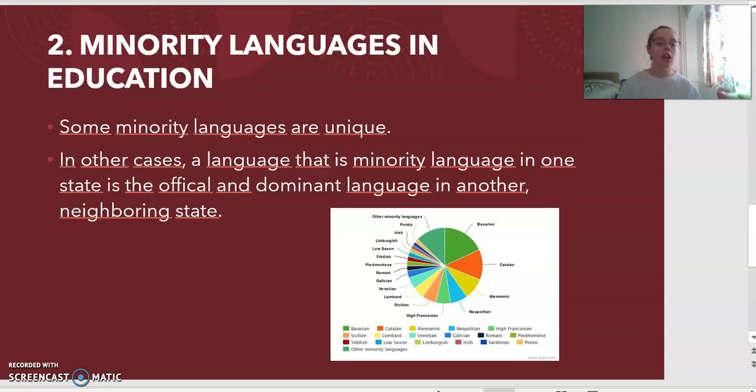And also in other cases, a language that is a minor language in one state is the official and dominant language in another state, but it's not an official and dominant language in another neighboring state. For example, German as a minor language in Italy or Belgium. I hope you understand me.